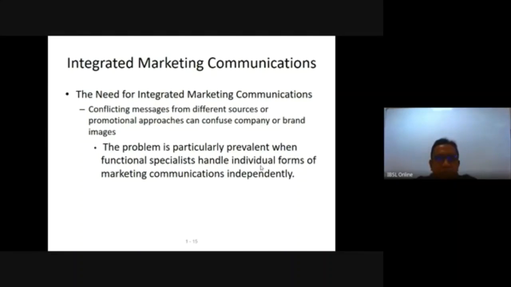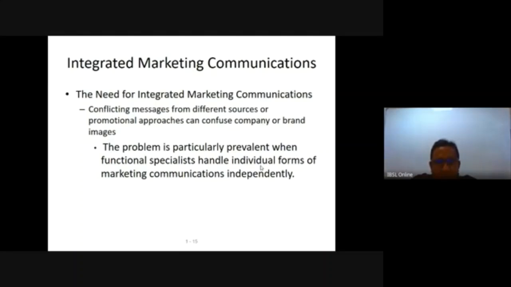Need for integrated marketing communication. Conflicting messages from different sources, so promotional approaches can confuse company or brand images. The problem is particularly prevalent when functional specialists handle individual forms of marketing communication independently. So in some companies, SME department people do SME communications. Personal banking staff do personal banking communications. That is a problem.